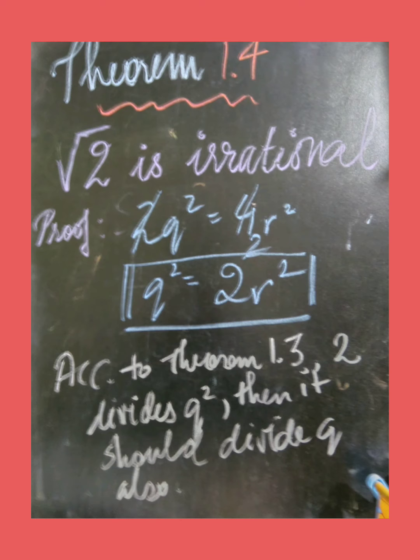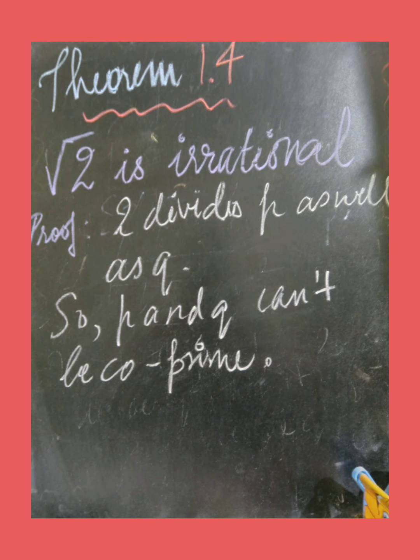Now again, according to theorem 1.3, 2 divides q square. Why? Because I can take 2 to divide before the equal sign. So 2 divides q square. If 2 is dividing q square, then it should also divide q, according to theorem 1.3. Understood? Now what can I conclude? That 2 divides p as well as q. So p and q cannot be co-prime.